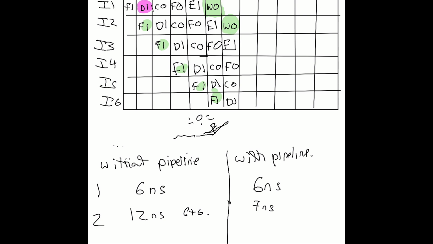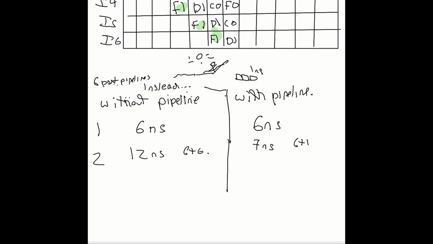Okay? How do you achieve this? Well, you have to find out how much each independent piece is. And if each independent piece takes 1 nanosecond, then you're just going to say 6 plus 1. So you have to know that information to be able to compute this. You have to know how many parts there are in the pipeline. So there's a 6-part pipeline, 1 nanosecond each. So 3 instructions without pipeline will take 18 nanoseconds, 6 plus 6 plus 6. With a pipeline, 8 nanoseconds.